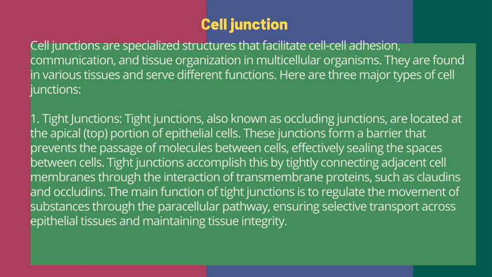First, tight junctions. Tight junctions, also known as occluding junctions, are located at the apical top portion of epithelial cells. These junctions form a barrier that prevents the passage of molecules between cells, effectively sealing the spaces between cells. Tight junctions accomplish this by tightly connecting adjacent cell membranes through the interaction of transmembrane proteins, such as claudins and occludins. The main function of tight junctions is to regulate the movement of substances through the paracellular pathway, ensuring selective transport across epithelial tissues and maintaining tissue integrity.